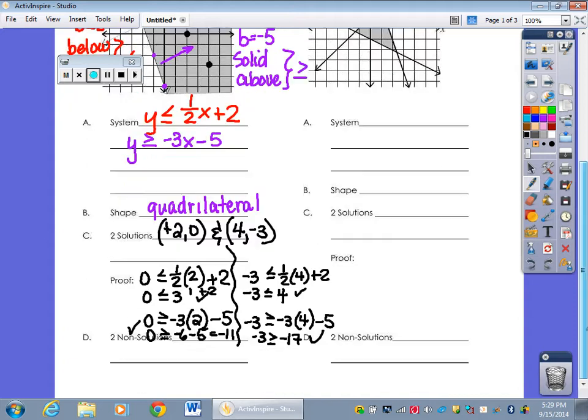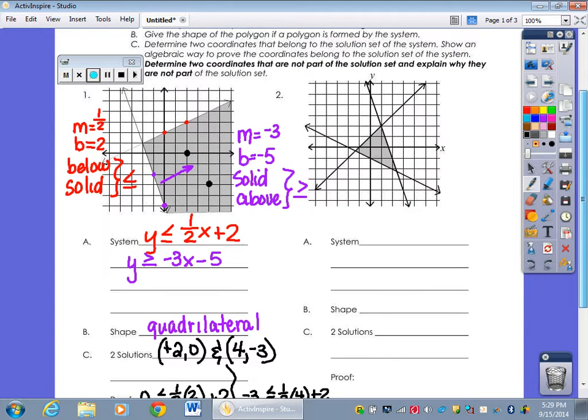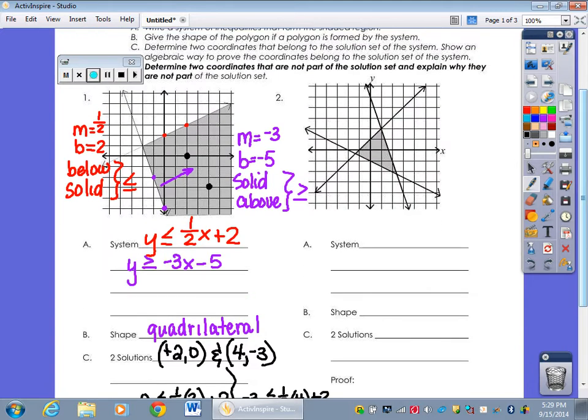So then when it asks for 2 non-solutions, we want something outside of the shaded region. So we want something up here or up over here somewhere.